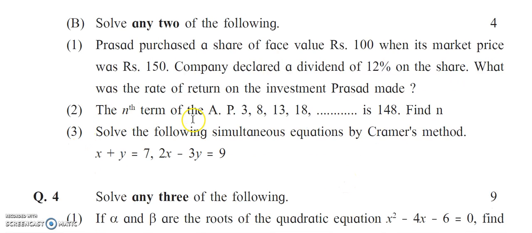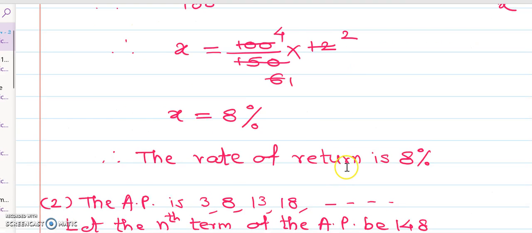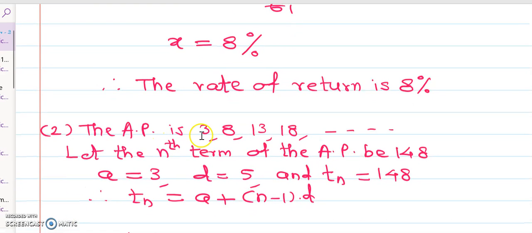The nth term of the AP 3, 8, 13, 18, dash is 148. Find n. Solve this problem. The AP is 3, 8, 13, 18 and so on. Let the nth term of the AP be 148.